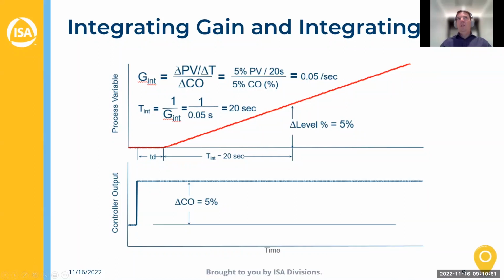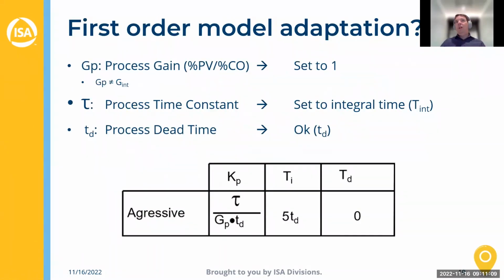Okay, so you take the change of PV over a period of time divided by the CO. It will give you your integrating time, and then you go back to your integrating time. Okay, so it's a simple calculation. The one you want is your integral time, and why you want that is because we will use what I call the adapted model for a first order. We add formulas to help us calculate the tuning.